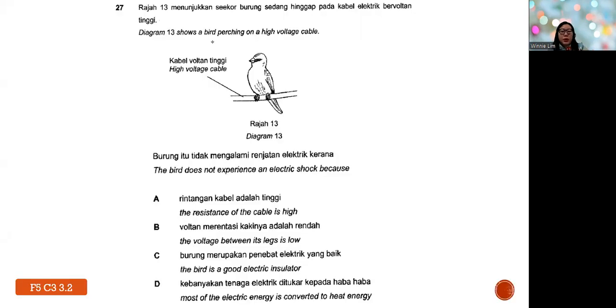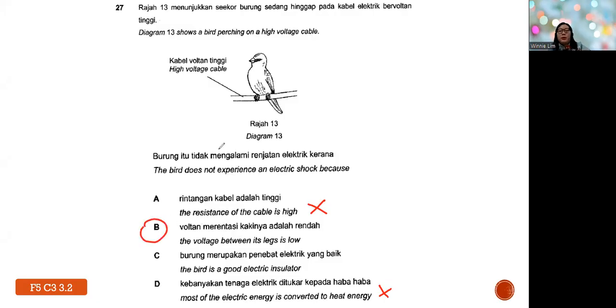Okay, now next question. Diagram 13 shows a bird perching on a high voltage cable, but the bird does not experience an electric shock. Why? Okay, the resistance of the cable is high, cannot be, because your current can flow. Not the reason. Then most of the electrical energy is converted to heat energy, also not related to the electric shock idea.